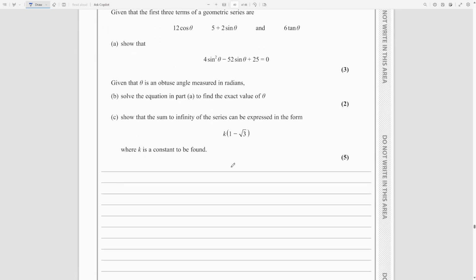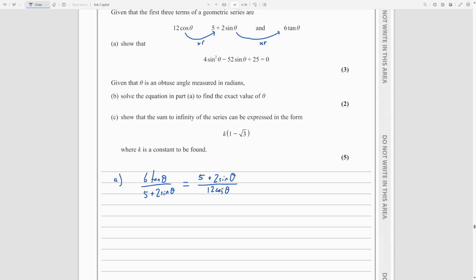Okay, well, a geometric series has the property that the ratio is the same. So to get from here to here, you multiply by some ratio r, and you multiply by the same ratio to get from here to here. That means that 6 tan theta divided by (5 plus 2 sine theta) is r, and so is (5 plus 2 sine theta) divided by 12 cos theta. So 6 tan theta divided by (5 plus 2 sine theta), that's the common ratio, and so is (5 plus 2 sine theta) divided by the previous term. And look, here is an equation, and it's an equation which hopefully will rearrange to this.